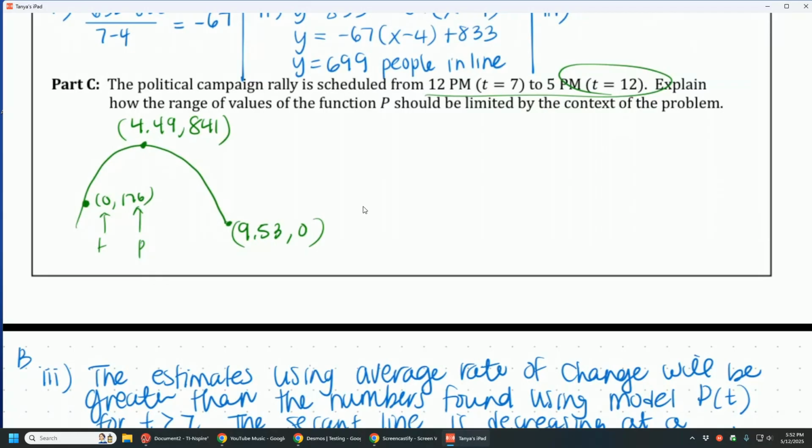So for domain here, that's the one that's time. I can't be there for negative hours, right? So I would have to start at 0. And then they're telling me that they're going to go all the way until 5 p.m. So I can go up to 12 because they're telling me that 5 p.m. goes with time 12.